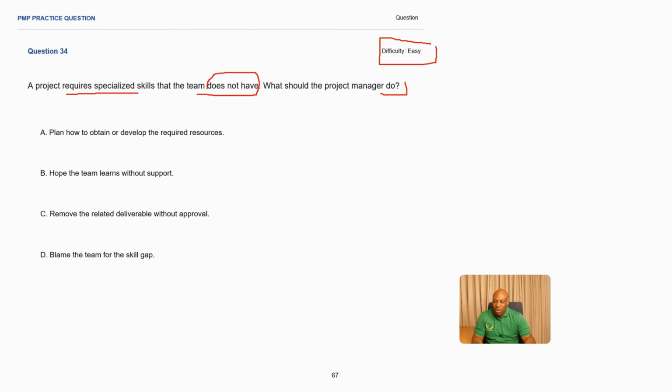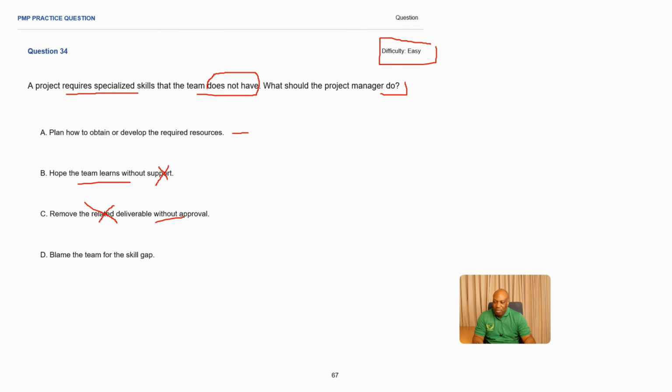Plan how to obtain or develop these required skills. Makes sense. Hope the team learns without support. As a project manager, you're supposed to support the team. You're supposed to develop the team to acquire new skills to improve even their efficiency, making this an incorrect answer. Remove the related deliverables without approval. You don't do this in a project. A deliverable is coming from the customers or users. So you cannot just go and remove them, making this an incorrect answer.